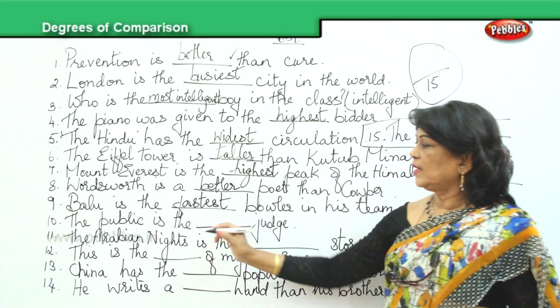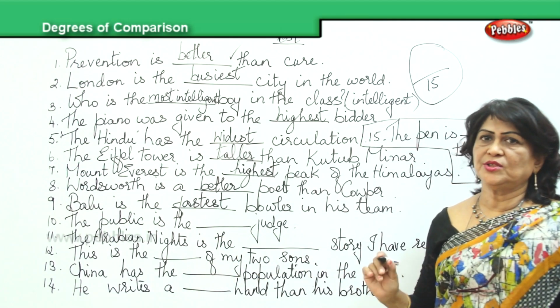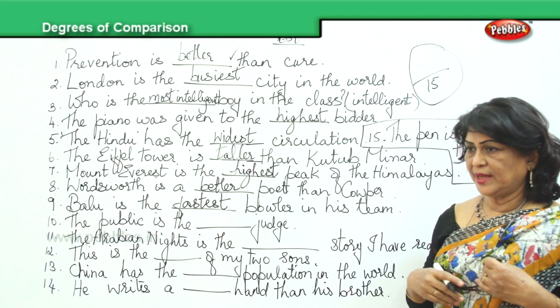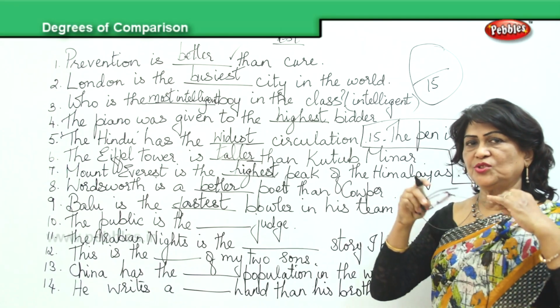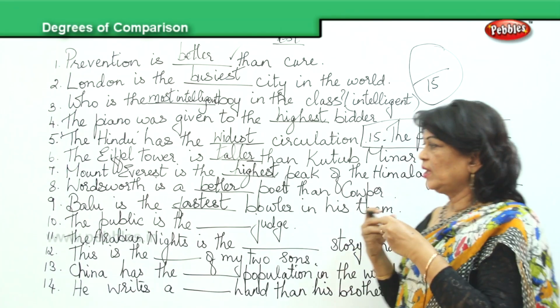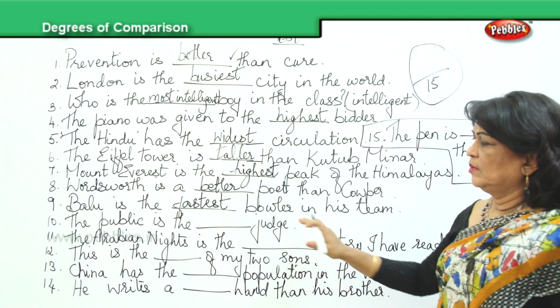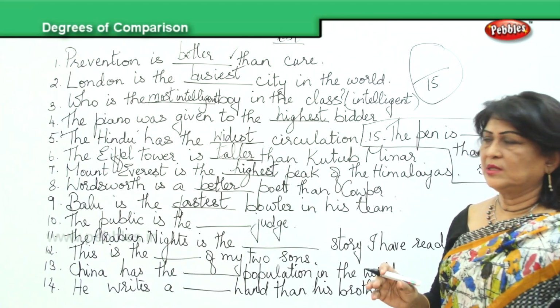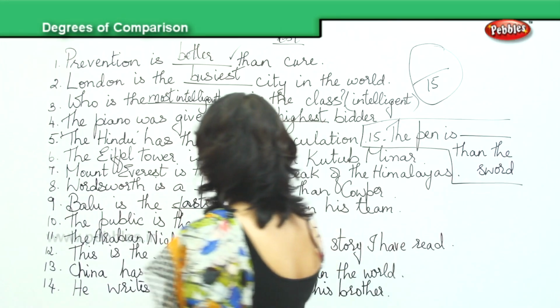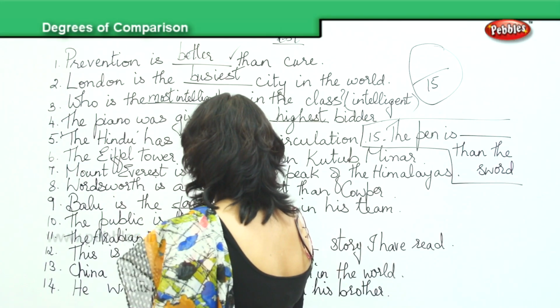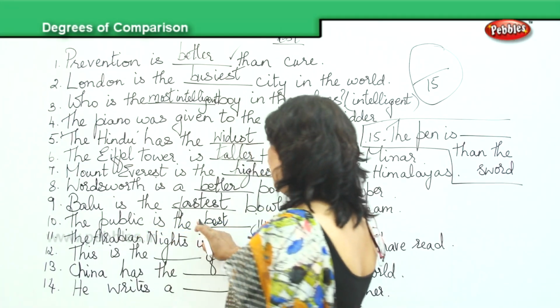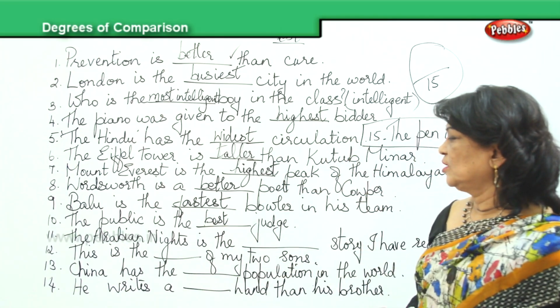The public is the dash judge. Okay, now good. What's the superlative degree for good? Best. Best judge. Public is the best judge.